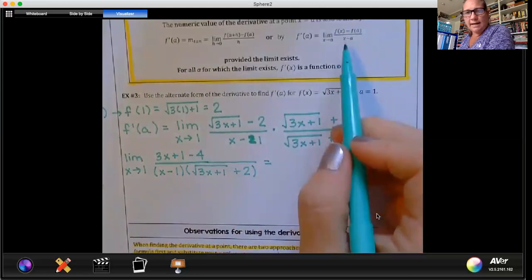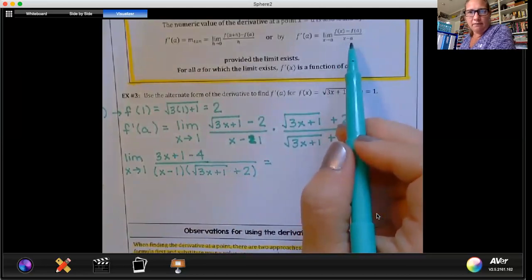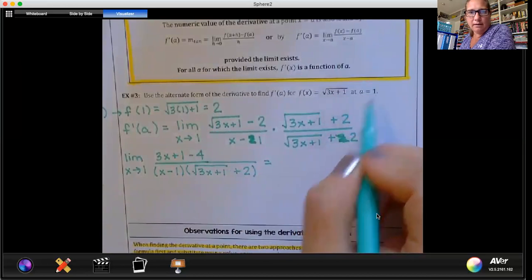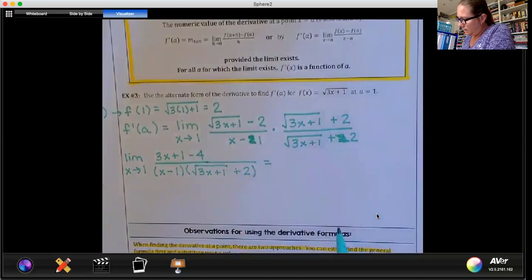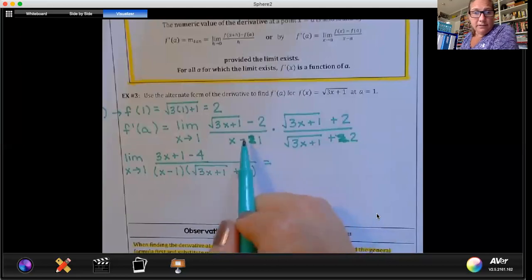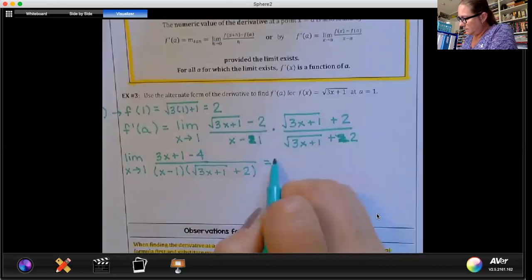Because the bottom is x minus a, not x minus f of a. So x minus a, which is 1. That is the main reason direct substitution is not going to work, because 1 minus 1 would be 0. All right, so let's clean this up a little bit.